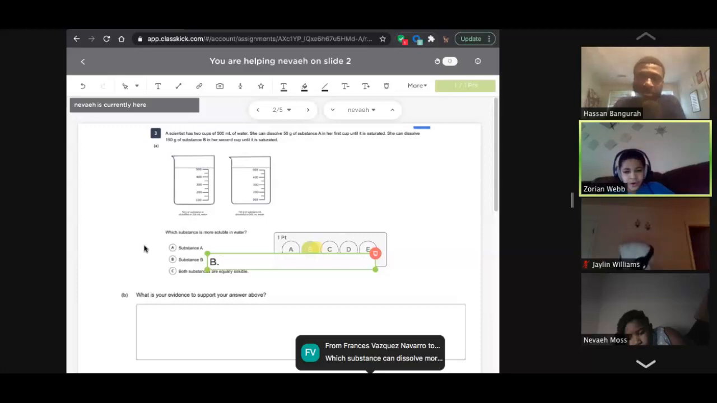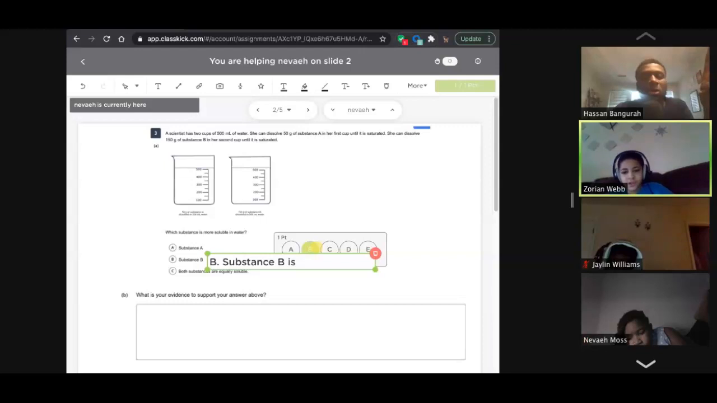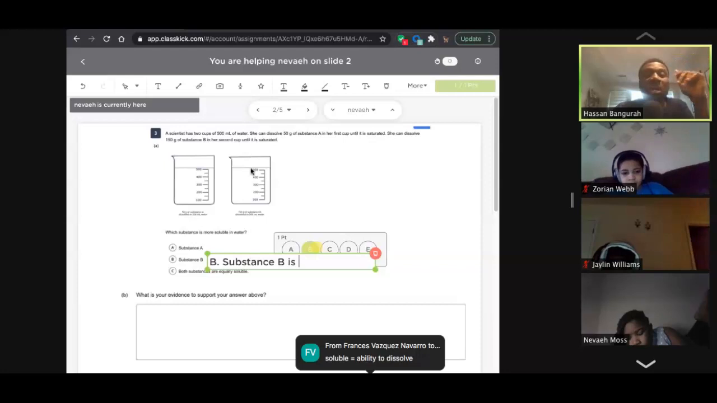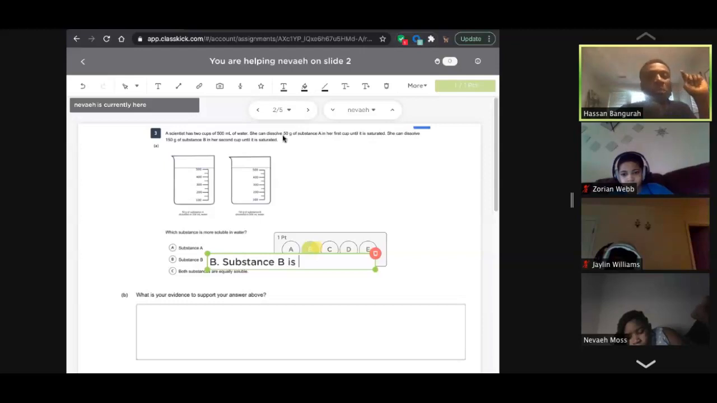Substance B is more because when you look at it, in between the line and where the substance stops, then it's less space in substance A. Hold on, but you're telling me about the space in the lines. I want to know in the question which substance can dissolve more grains based on the information that's provided in the question. Is it substance B with 150 grams or substance A with just 50 grams?